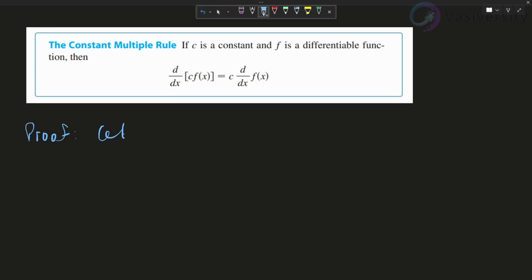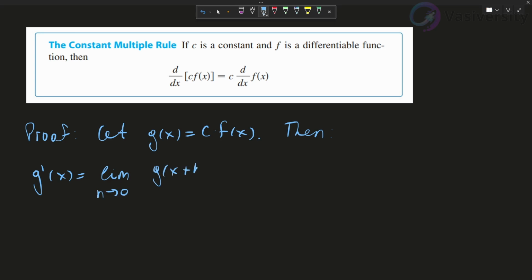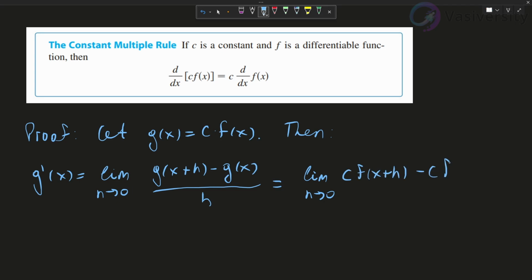So we know, let g of x be equal to c times f of x. Then g prime of x is equal to the limit as h approaches 0 of g of x plus h minus g of x over h, which is equal to the limit as h approaches 0 of c f of x plus h minus c f of x, divided by h, which is equal to the limit as h approaches 0 of c times, so I can factor out the c, right? f of x plus h minus f of x.